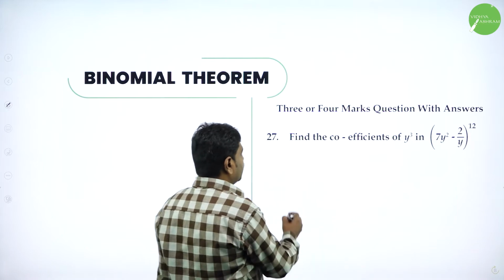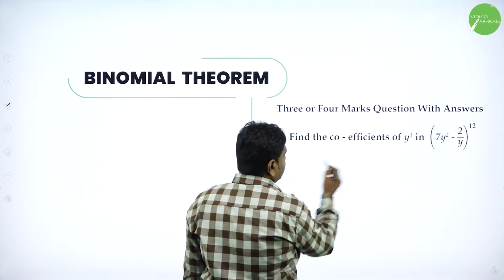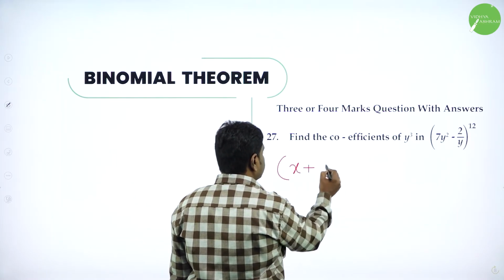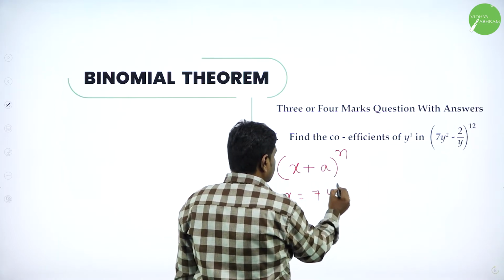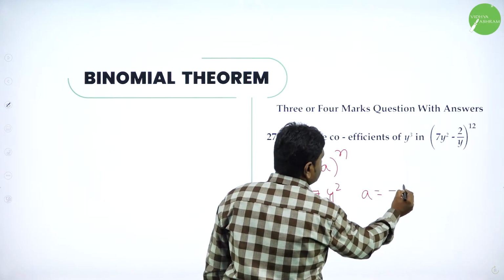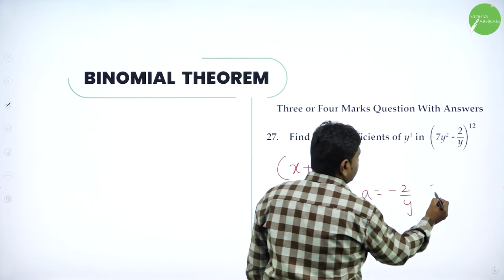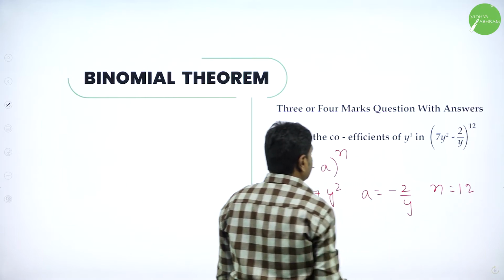They want the coefficient of y power 3. So here compare it with the standard expansion. What is the standard expansion? x plus a power n. In the place of x we have 7y square. In the place of a we have minus 2 by y. In the place of n we have 12, and they want you to find the coefficient.